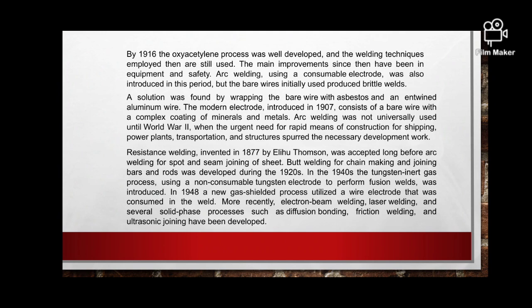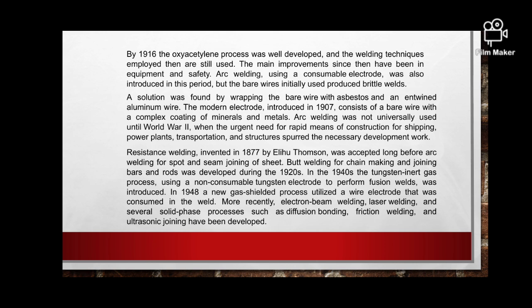By 1916, the oxyacetylene process was well developed, and the welding techniques employed then are still used. The main improvements since then have been in equipment and safety. Arc welding using a consumable electrode was also introduced in this period, but the bare wires initially used produced brittle welds. A solution was found by wrapping the bare wire with asbestos and entwined aluminum wire.